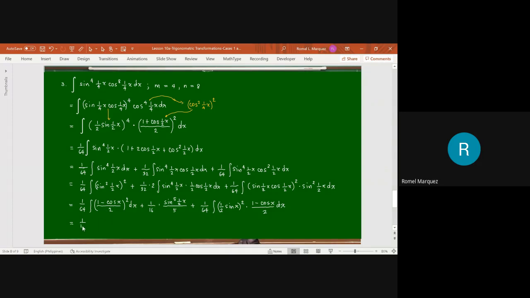1 over 2, 1 over 128 dx, 1 over, what is 64 times 4? Guys, help me. 64 times 4 is what, guys? 256. So 1 over 256 integral of 1 minus 2 cosine x plus cosine squared x. For a more capable student, cosine squared would be transformed right away: 1 plus cosine double the angle, okay guys? All over 2.